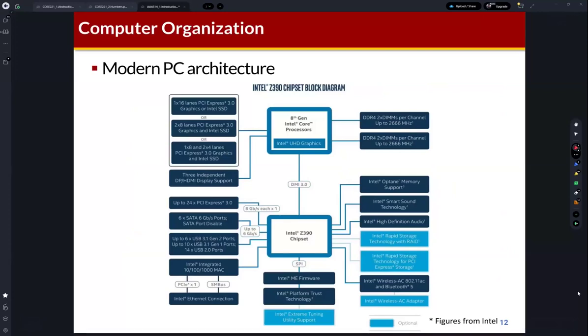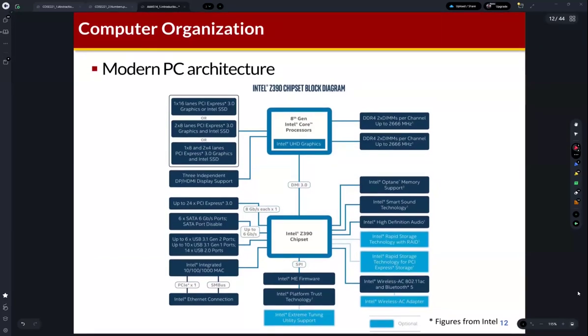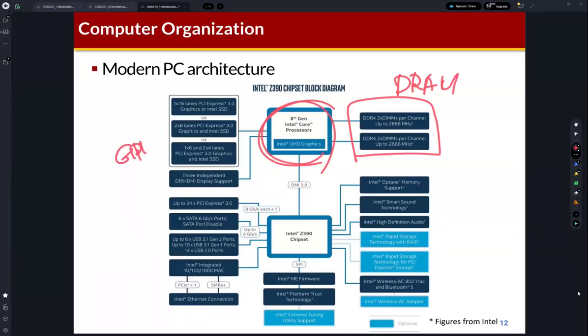So this is the modern PC architecture. I copied this figure from the Intel G390 chipset specification. The G390 chipset is the main board chipset for the PC, a personal computer. As you can see, the CPU is here, and DRAM and the GPU are directly connected to the CPU. So it means that the North Bridge part is integrated in the CPU. Okay, right? Because we require fast operation, high bandwidth.